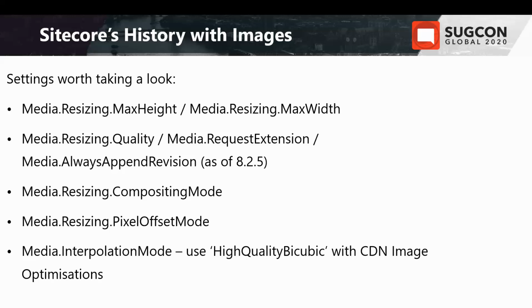From Sitecore 8.2 update 5 and onwards, there is a setting which is always append revision, and it appends the revision ID of the Sitecore item as a query parameter. Resizing compositing mode specifies how the source colors are combined with the background colors for resizing images. Pixel offset mode specifies how pixels are offset when resizing images. And media interpolation mode specifies what compression algorithm to use during the resizing of the images. I would highly recommend using high quality bicubic if you are using any CDN image optimizations.